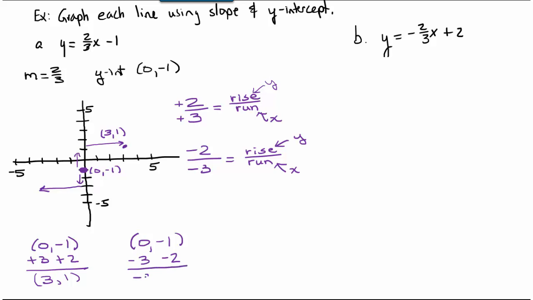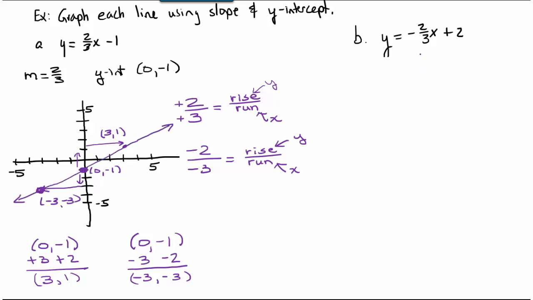0 minus 3 is -3. -1 minus 2 is -3. So our new pair of coordinates is (-3, -3). Notice that this point is collinear with the other two. It goes through the same straight line.